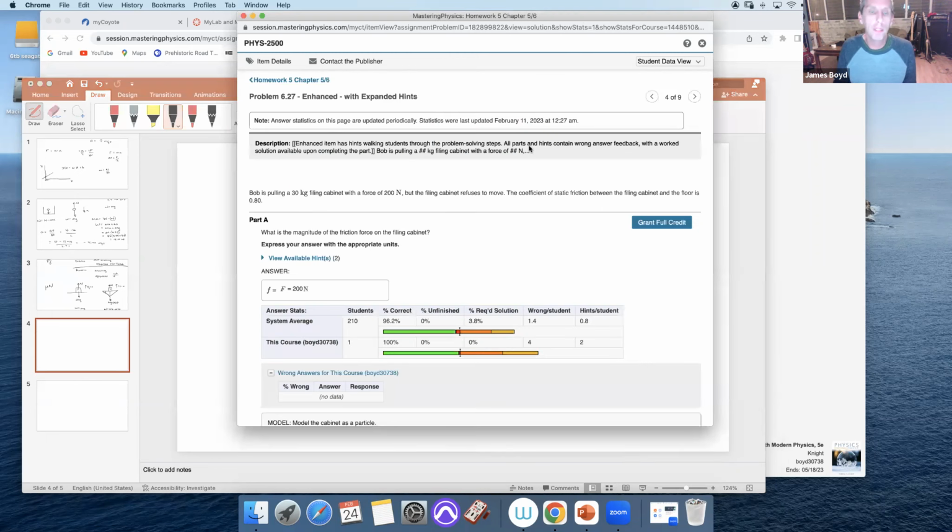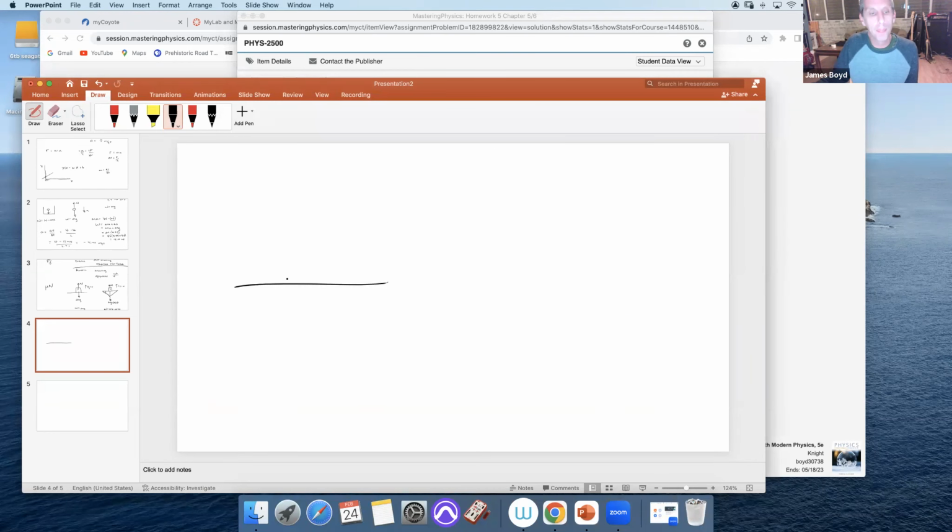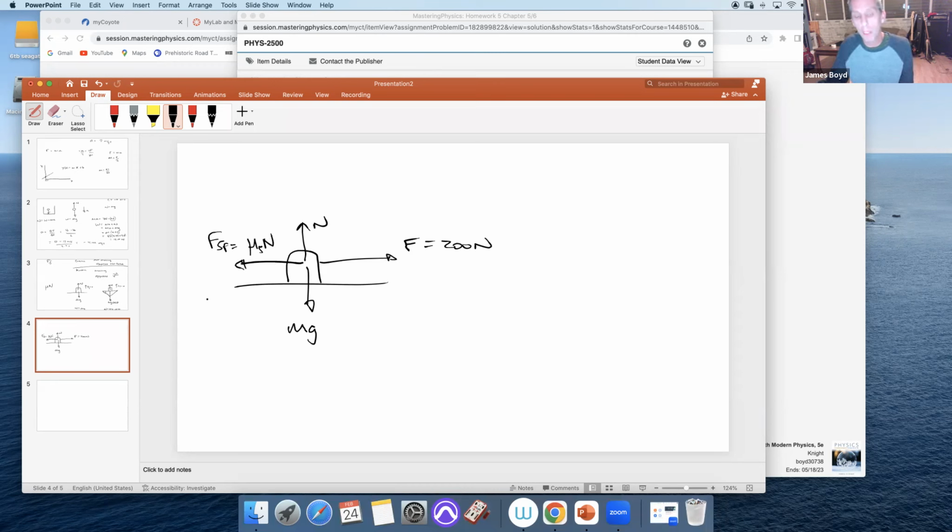So what we have is Bob is pulling a 30-kilogram filing cabinet with a force of 200 newtons, but it will not move. The static friction coefficient between the filing cabinet and the floor is 0.8. So if I were to draw this, he's pushing it with a force of 200 newtons. It has a normal, it has an mg, and it's not moving. So we have a static friction force that is mu static n. And they gave us what that was.